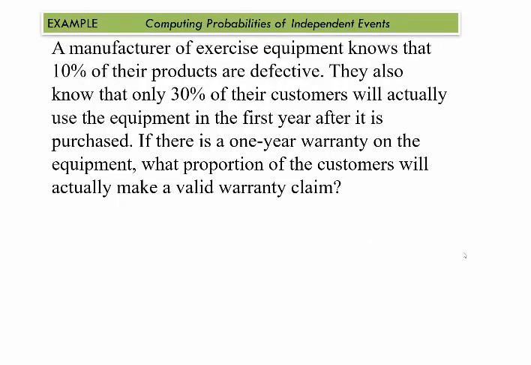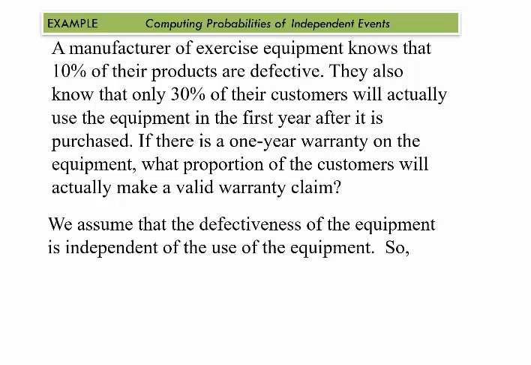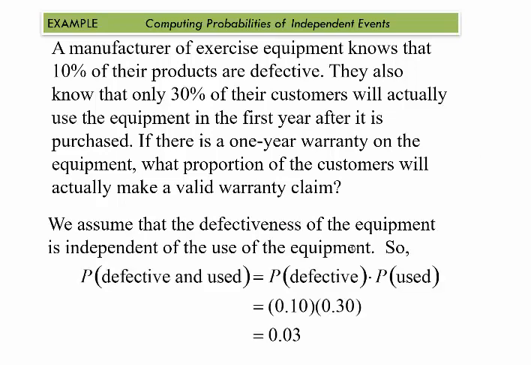All right, let's try another one. A manufacturer of exercise equipment also knows that 10% of the products that come out of the assembly line that are made are defective. They also know that only 30% of their customers will actually use the equipment in the first year it is purchased. Interesting. If there is a 1-year warranty on the equipment, what proportion of customers will actually make a valid warranty claim? Well, so we assume that defectiveness of the equipment is independent of equipment use. Seems reasonable to assume.